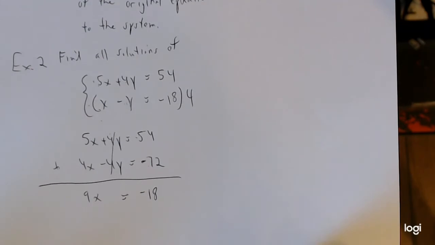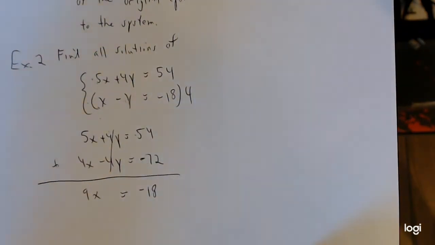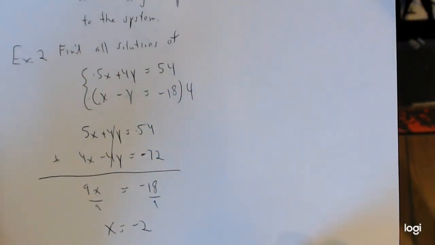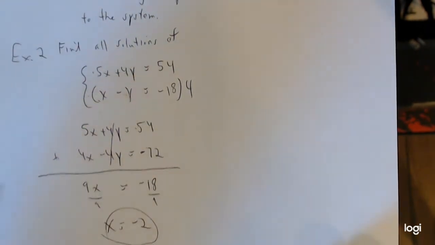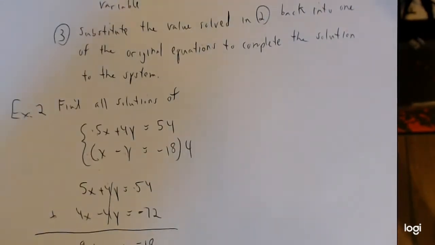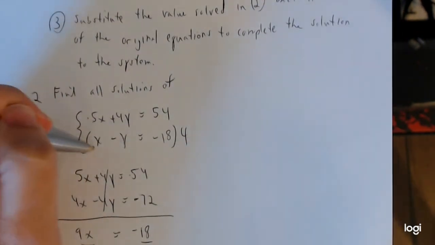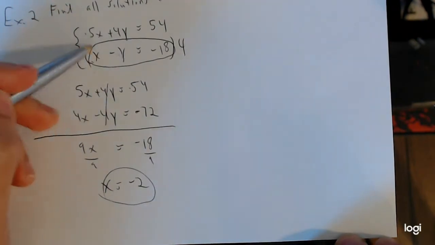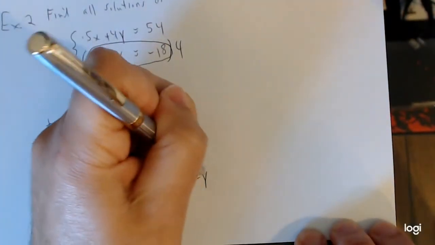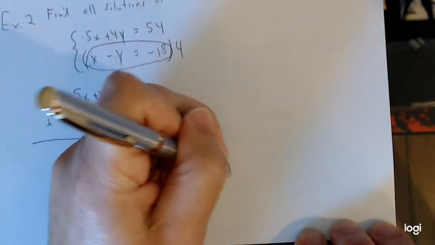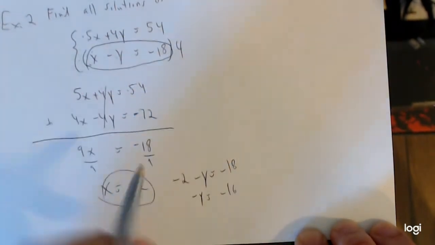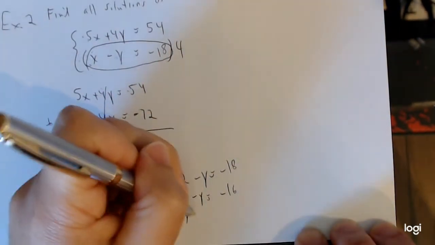Okay, and if it's 9x equals negative 18, then if I divide both sides by 9, which allows me to solve for x, x is negative 2. And if x is negative 2, now I found the x value, so I could come back to the original equation. So let's say I take one of the original equations: x minus y equals negative 18. I could replace x with negative 2. Then replace x with negative 2 here. We get negative 2 minus y equals negative 18. And then we solve for y. So if I add 2 to both sides, I get negative y equals negative 16. And then if I multiply both sides by negative 1, I get y equals 16.